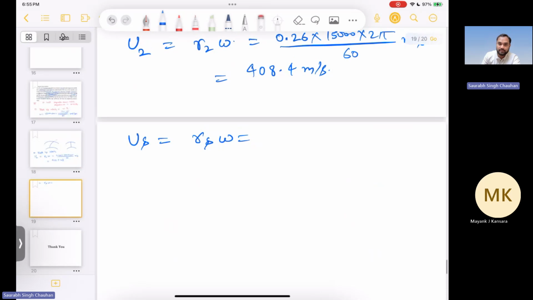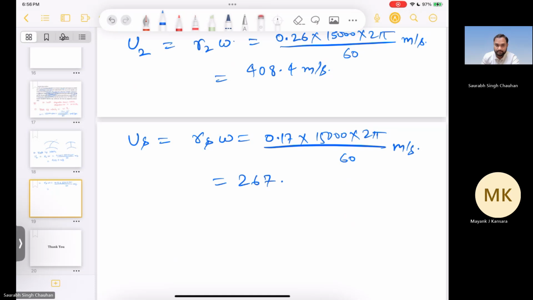So at shroud, it will be 0.17 meters times 15,000 times 2 pi by 60 meter per second. So this is the tangential velocity, or the blade velocity at shroud. I am writing the direct values because I already have the answers. Please try to calculate yourself and check if there is any problem.